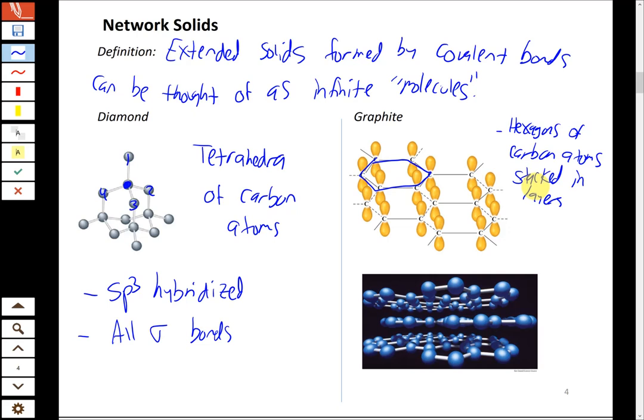And the difference here, if you'll notice, is that each carbon is bonded to 3 others. So this carbon here, let's focus on, has 1 nearest neighbor, 2, 3. So it's bonded to 3 other carbons, so that makes it sp2 hybridized. So again, that's the major difference between diamond and graphite. Diamond is sp3, graphite is sp2, and that means it has sigma and pi bonds.